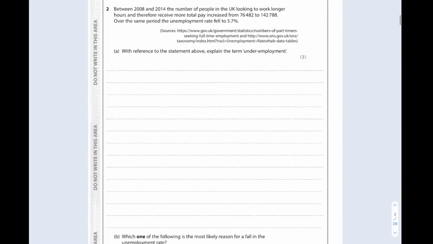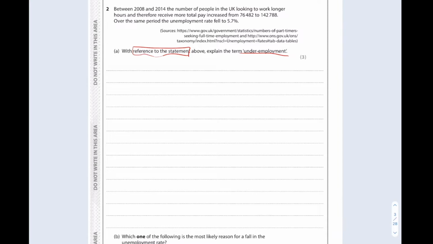All right. Between 2008 and 2014, the number of people in the UK looking to work longer hours and therefore receive more total pay increased from 76,482 to 142,788. Over the same period, the unemployment rate fell to 5.7%. With reference to the statement above, explain the term underemployment. With reference to the statement above is a key thing here. If you don't do that, you can't get one of the marks.